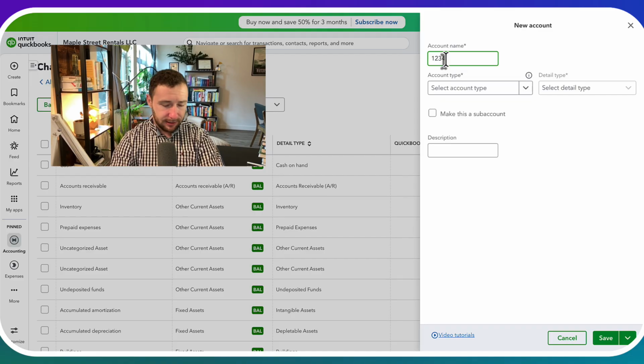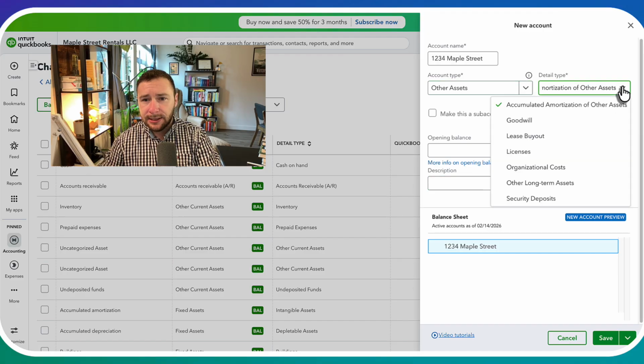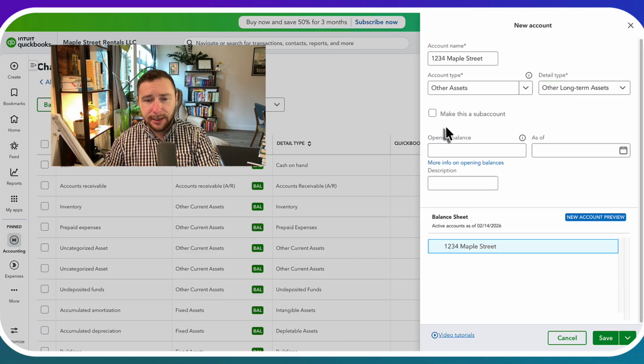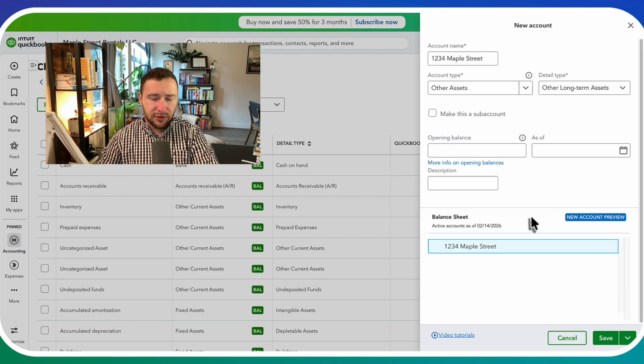We'll say that property is 1234 Maple Street. The account type is going to be an asset, and we're going to say it's an other asset, and the detail type is going to be an other long-term asset. They plan on owning this property for a long time. And you could add in an opening balance. For this, we're just going to leave it as is and add the transaction, the journal entry for it later on. And we'll hit save.